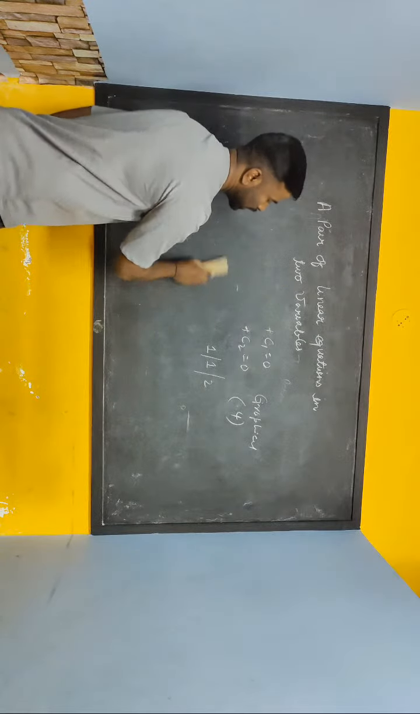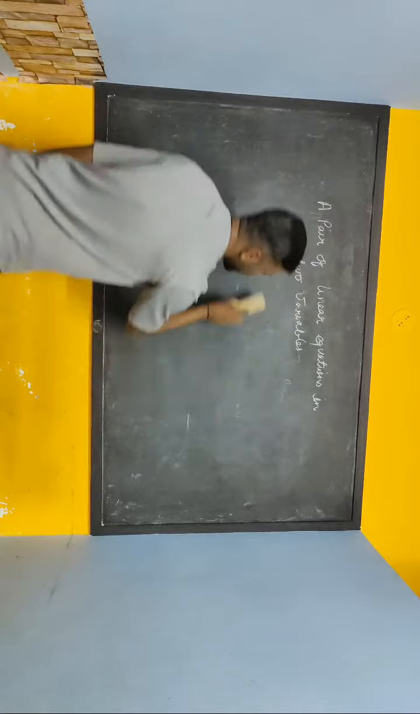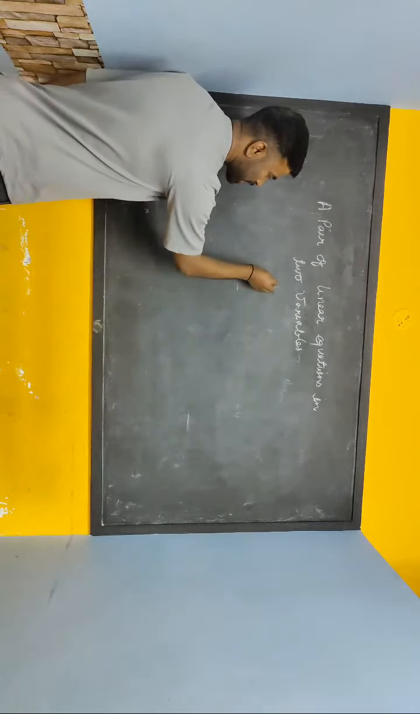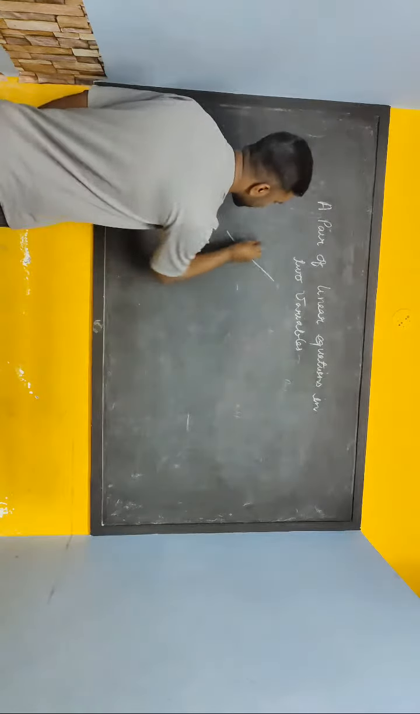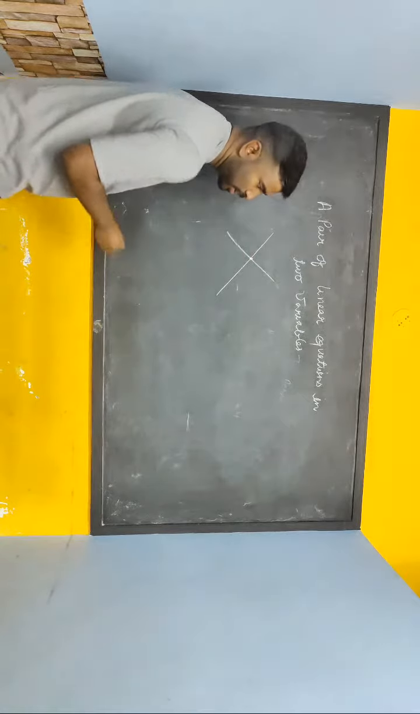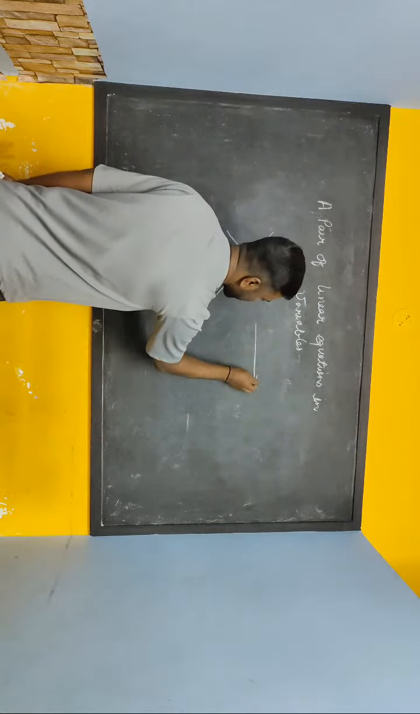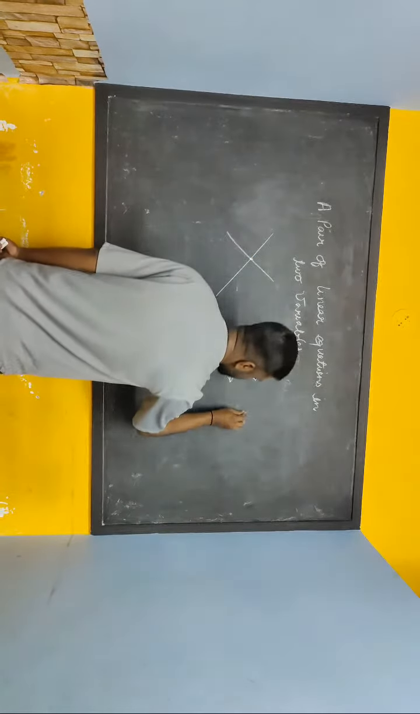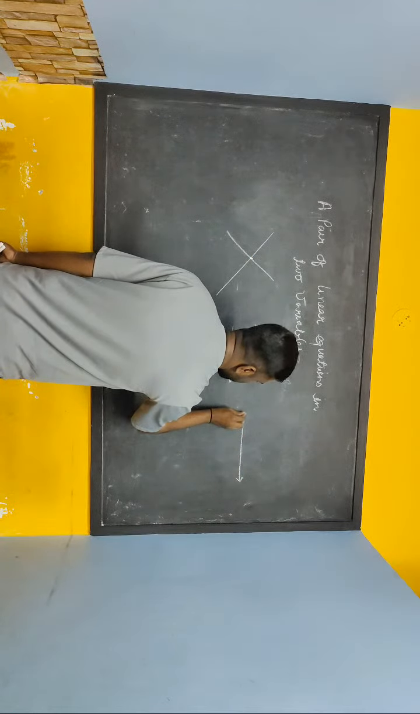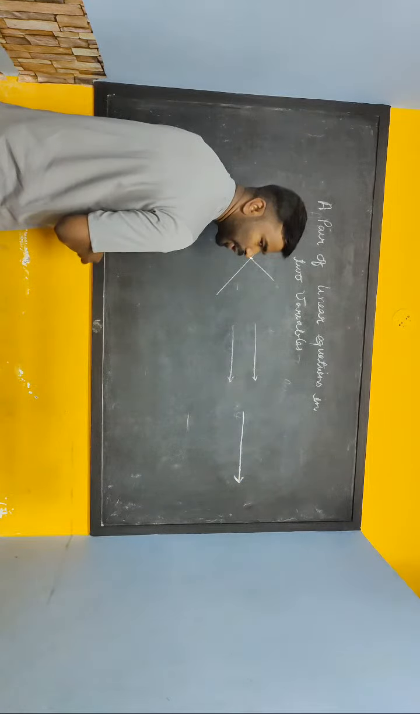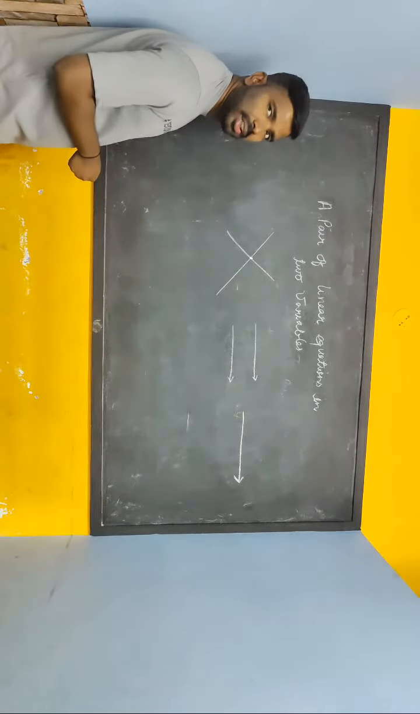Now we'll see. Here students, each linear equation represents a straight line, right? What are the 3 conditions for straight lines? 2 straight lines can be intersecting at a single point. 2 straight lines can be parallel, or 2 straight lines can be coincident. Is one line over the other.